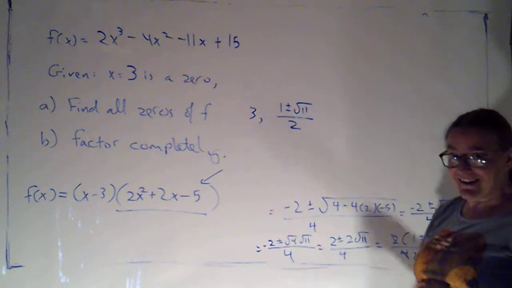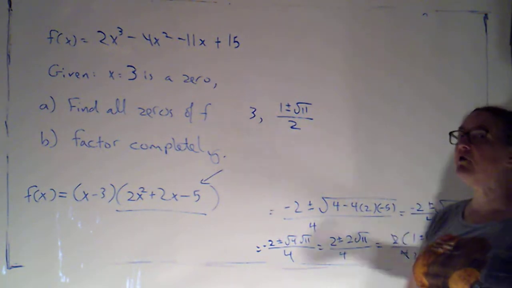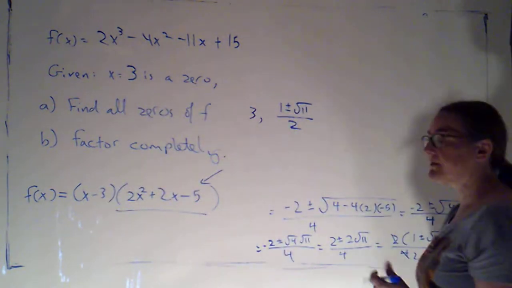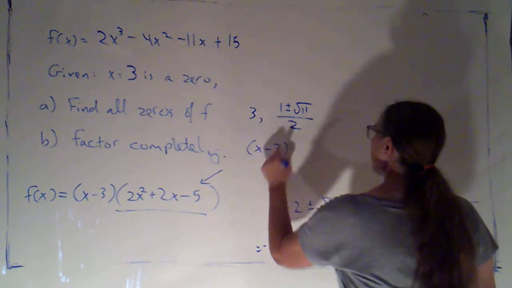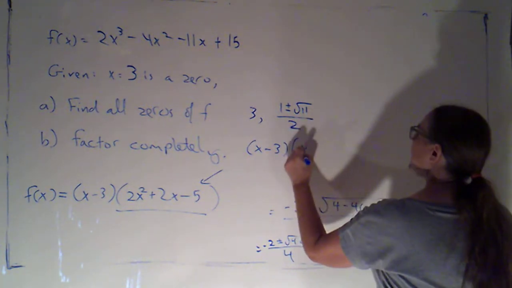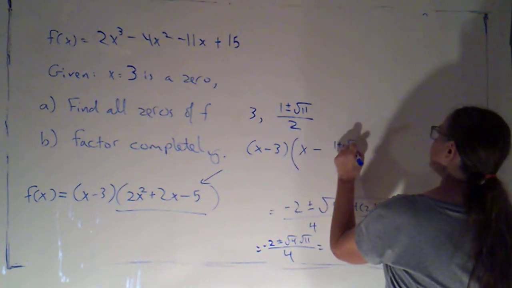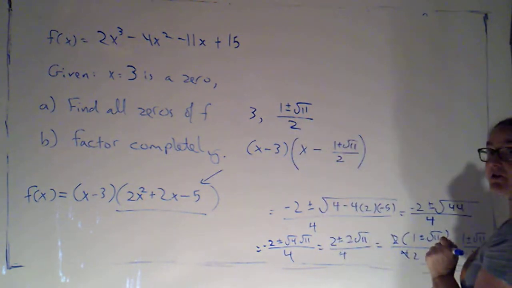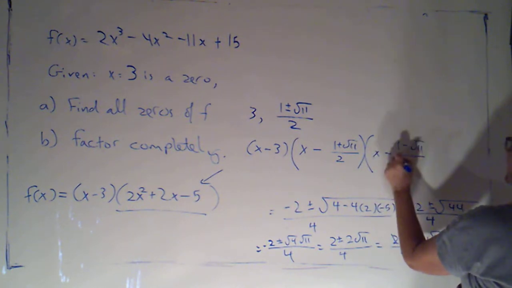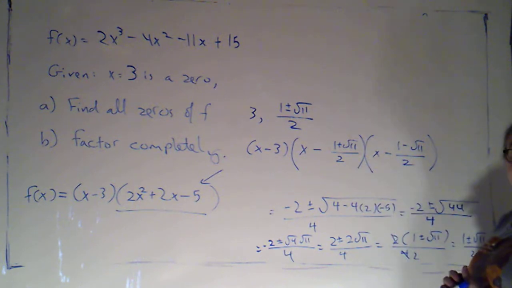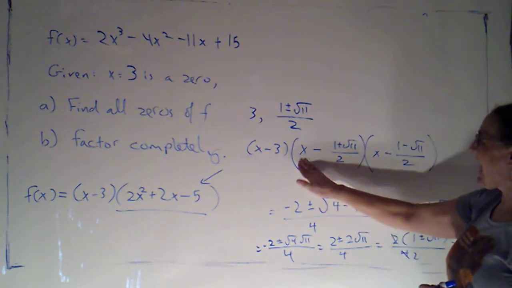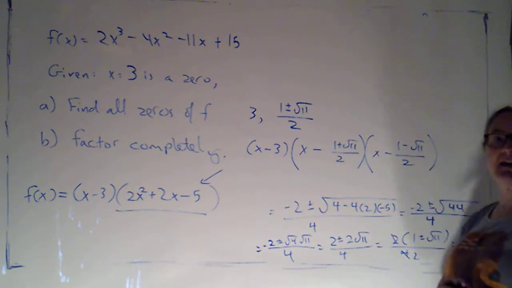Now for factoring, here I'm going to again go from the 0 to the corresponding factor. Just like when we said if 3 is a 0, x minus 3 is a factor, now I can say 1 plus root 11 over 2 is a 0, so x minus 1 plus root 11 over 2 must be a factor. And x minus 1 minus root 11 over 2 must be a factor. So for each of these two zeros, one with the plus sign, one with the minus, x minus that 0 is going to be a factor.